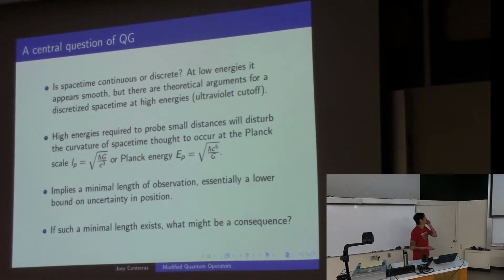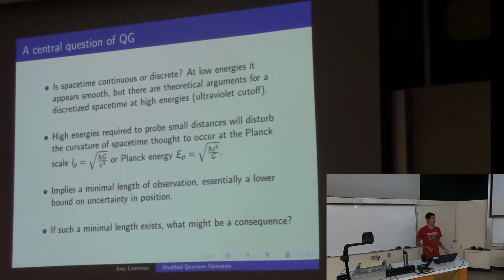A central question of quantum gravity, and one that we're very interested in, is whether or not space-time is continuous or discrete. At low energies, space-time does appear smooth. There doesn't appear to be any fundamental building block or ridge. However, there are theoretical arguments for discretized space-time at high energies. This is sometimes referred to as an ultraviolet cutoff.